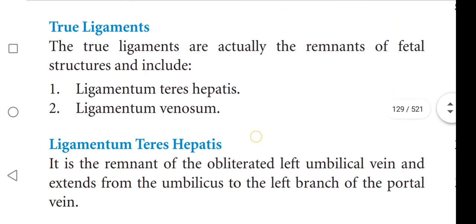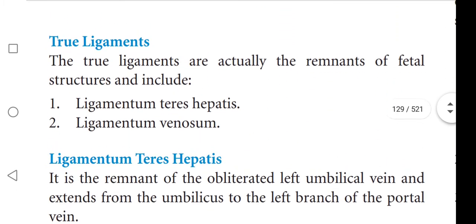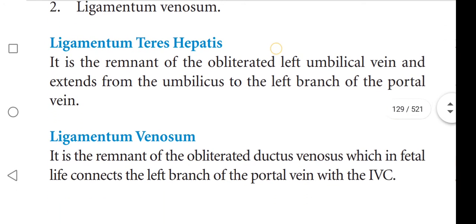Next, coming to the true ligaments. The true ligaments are actually the remnants of fetal structures and include ligamentum teres hepatis, ligamentum venosum. First, ligamentum teres hepatis is the remnant of the obliterated left umbilical vein and extends from the umbilicus to the left branch of the portal vein.